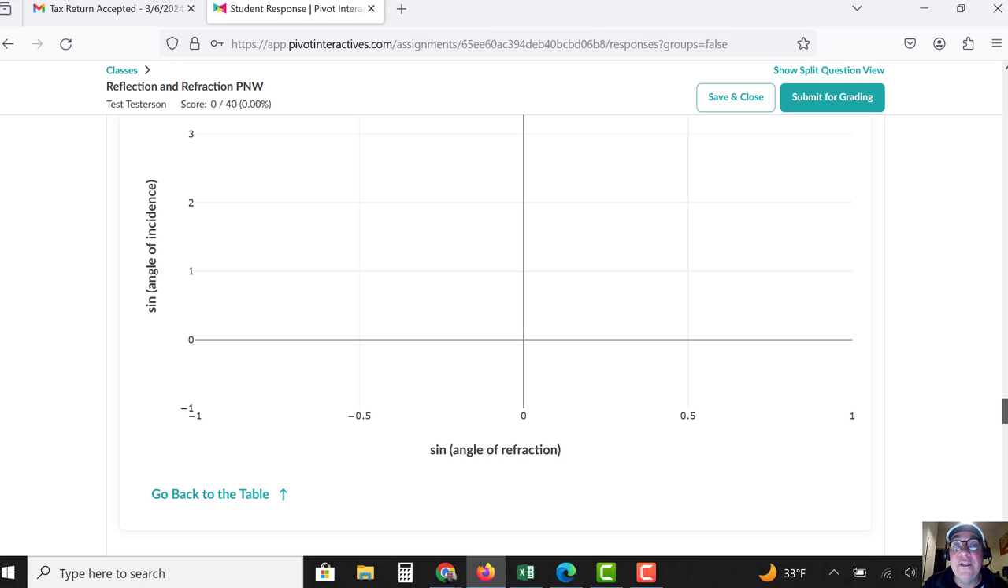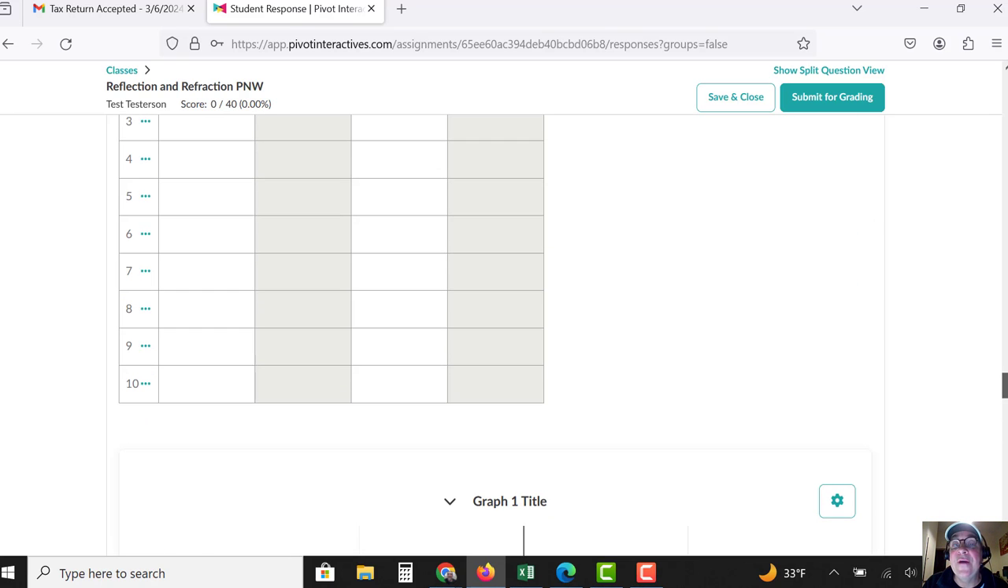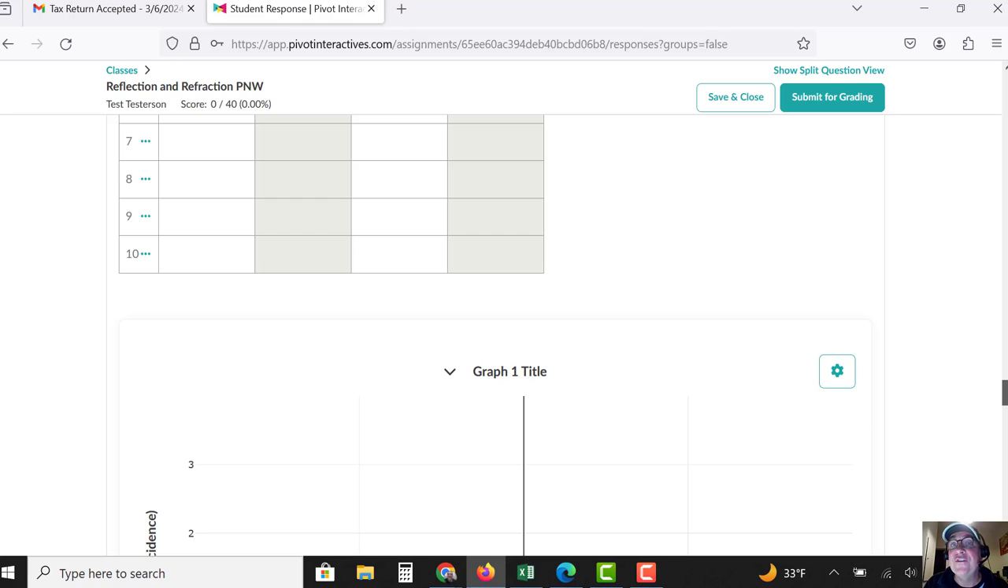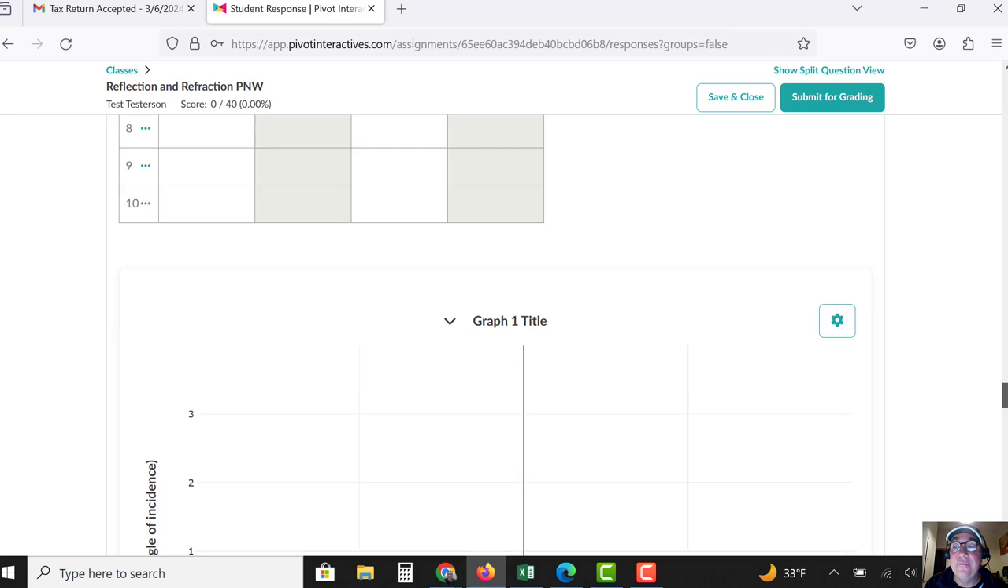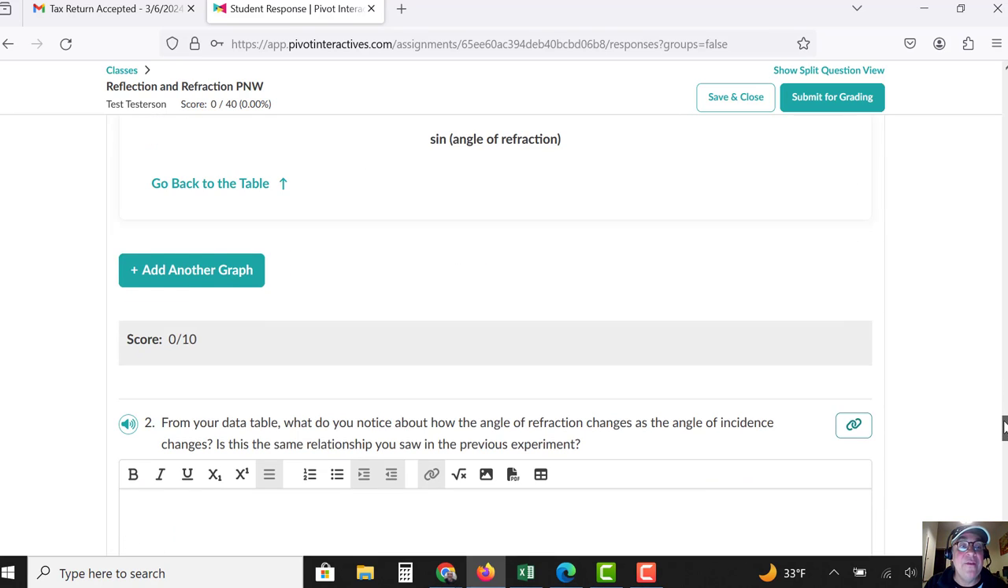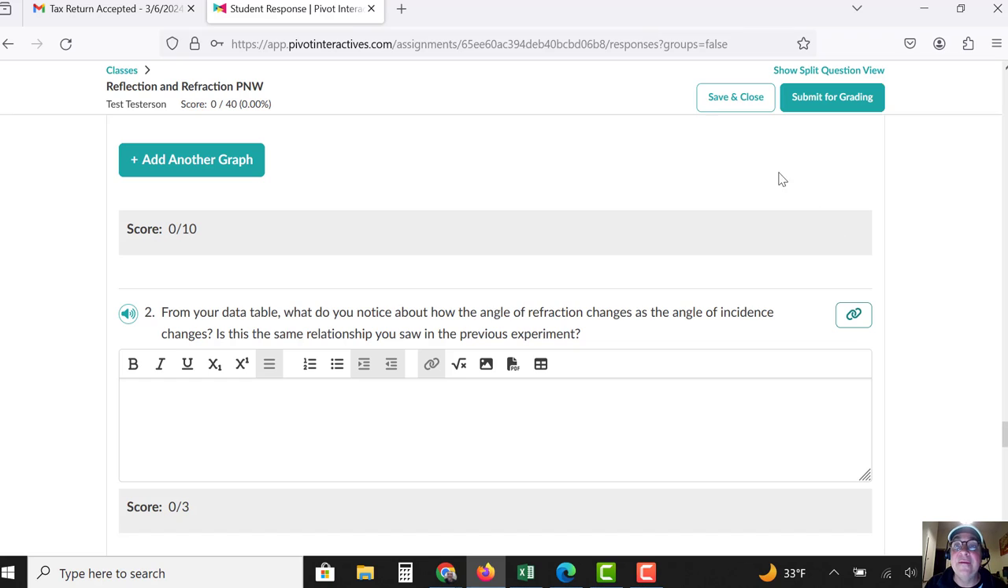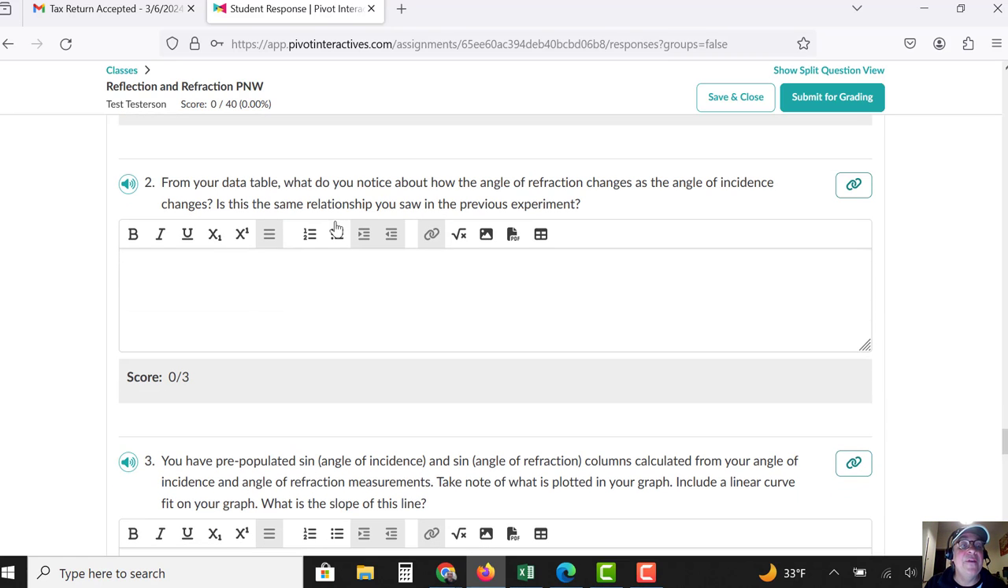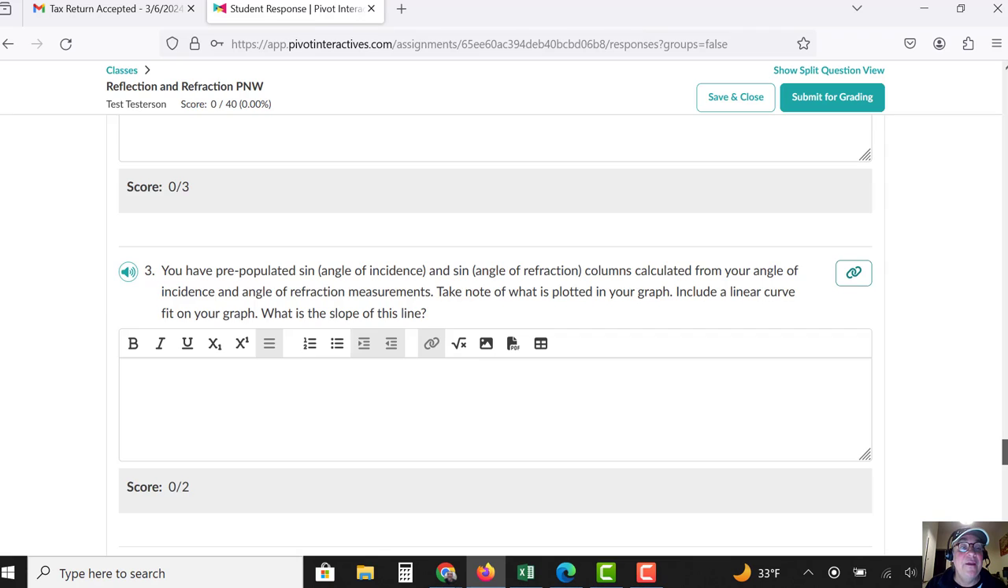And again, it won't be the same thing that you got in the first part, because the angle of incidence is not equal to the angle of refraction. And again, the behavior is governed by Snell's law. So make the graph, and from the data table, it'll be populated for you. That's 10 points right there. Make sure you do all 10 points. From the data table, what do you notice about the angle of refraction? How the angle of refraction changes as the angle of incidence changes? And is it the same as the last one? So once you make the graph, you'll be able to answer that question.